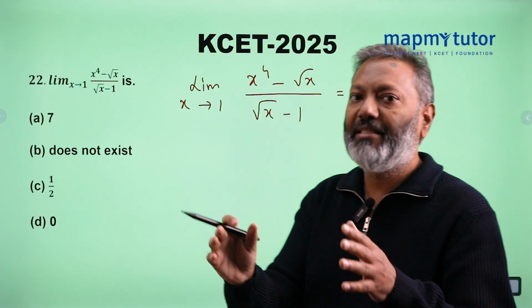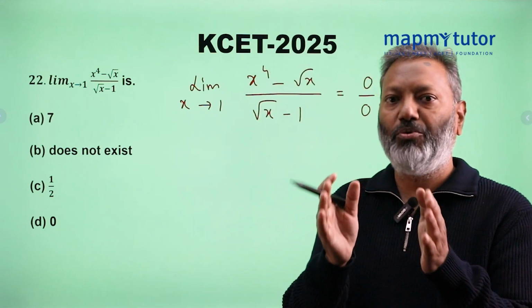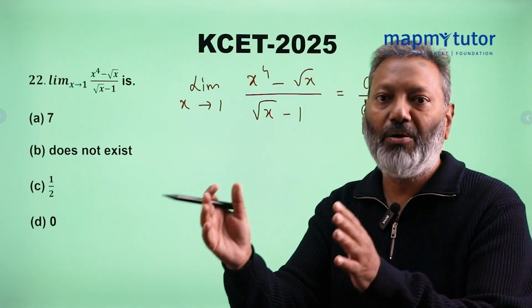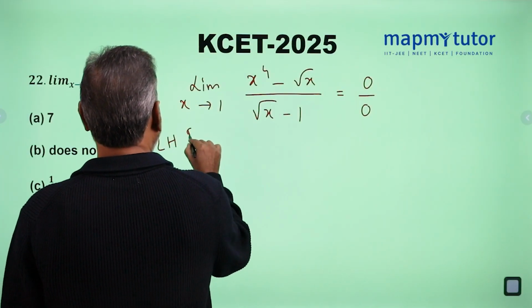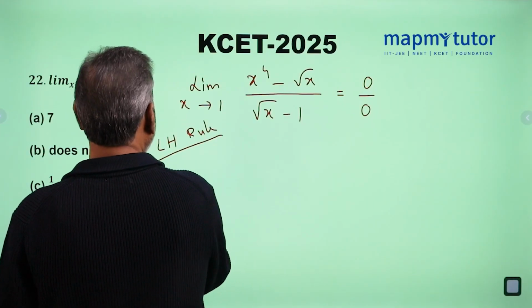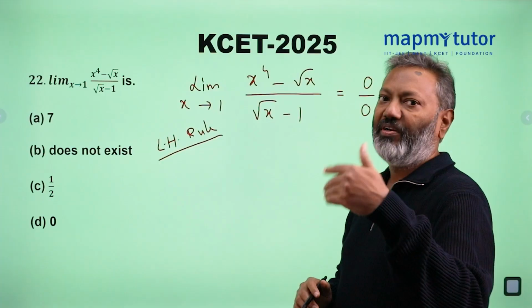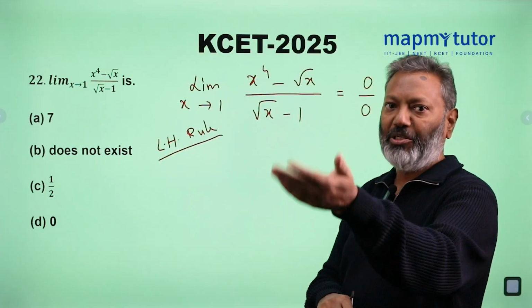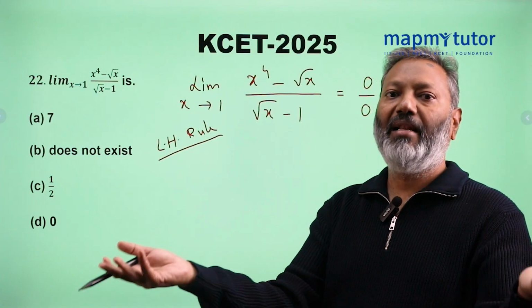Whenever the given limit is in the form of 0 by 0 or infinity by infinity, there is a famous rule called L'Hospital rule. It is also shortly written as LH rule. What is L'Hospital rule? Simple. Differentiate the numerator, differentiate the denominator. How many times? Till you get the real number as the limit.